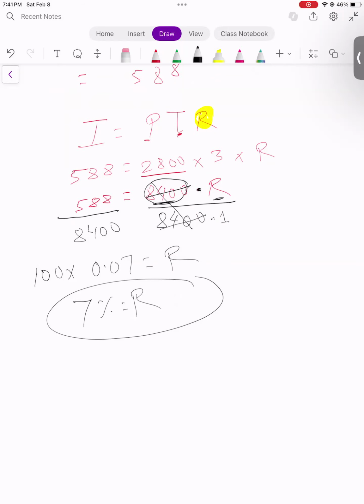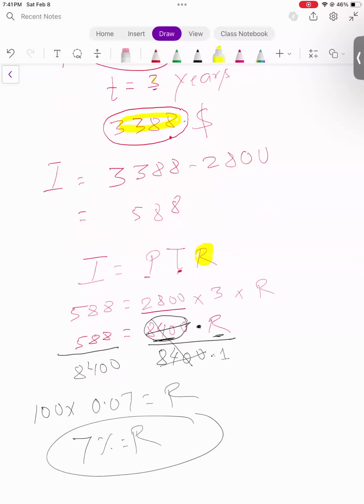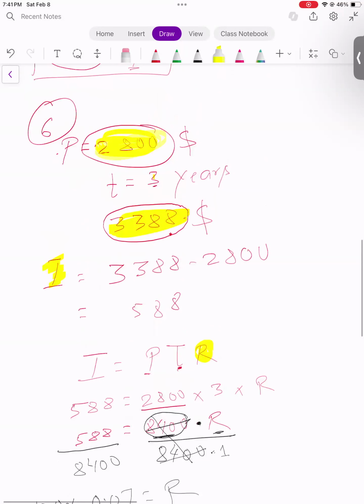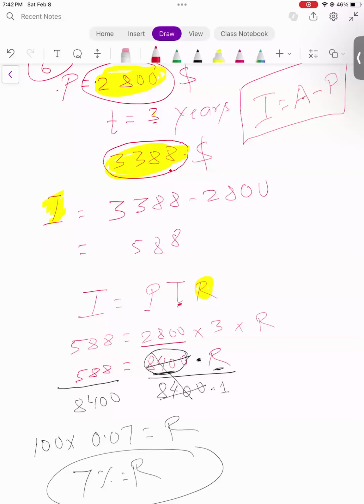Most of you were confused with this amount, so you should be able to identify clearly what is given to you. This 3,388 is not the simple interest, this is the amount, and this amount includes your principal and the interest. To find the interest, you find the difference of amount and principal. So the interest is amount paid back minus principal. This is how you can find the interest. Let me know if you have any question up to number 6.